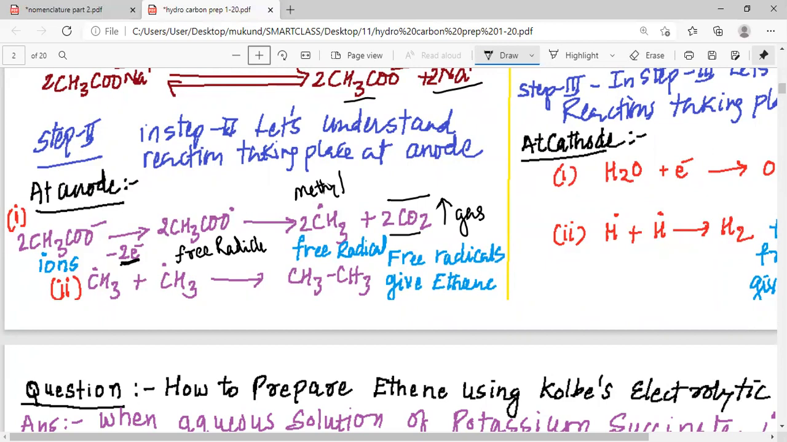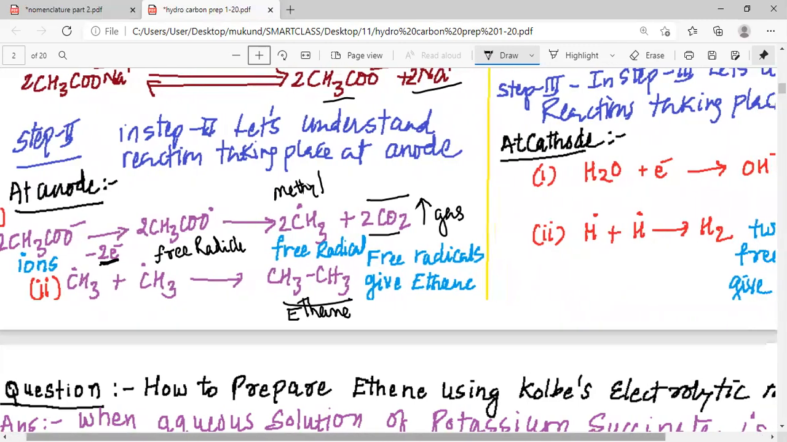These two methyl free radicals, when they combine with each other, give ethane. Two methyl free radicals combine with each other to give us the ethane. So this is how, my dear students, we can get ethane from the two methyl free radicals.